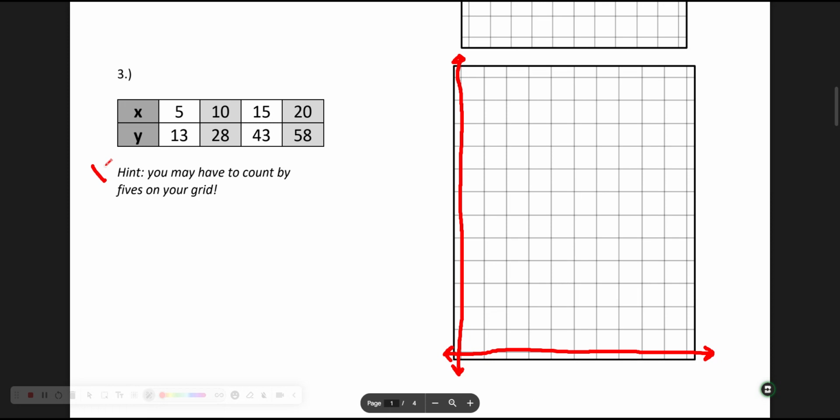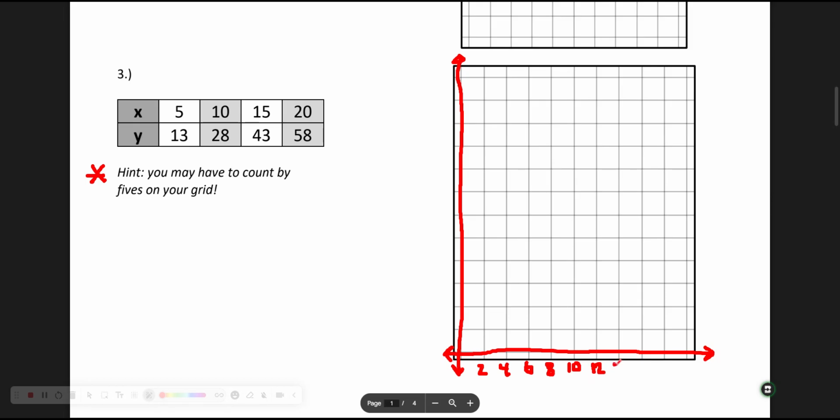Also down here at this hint, it says you may have to count by 5s on your grid. So I know with my x's that I'm going to 5, 10, 15, 20. I'm going to count here. I have 1, 2, 3, 4, 5, 6, 7, 8, 9, 10. So I'm actually going to count by 2s across the bottom here. So obviously this is 0 where my y is, but I'm going to have like 2, 4, 6 at this line, 8, 10. You can go ahead and be numbering this on yours too.